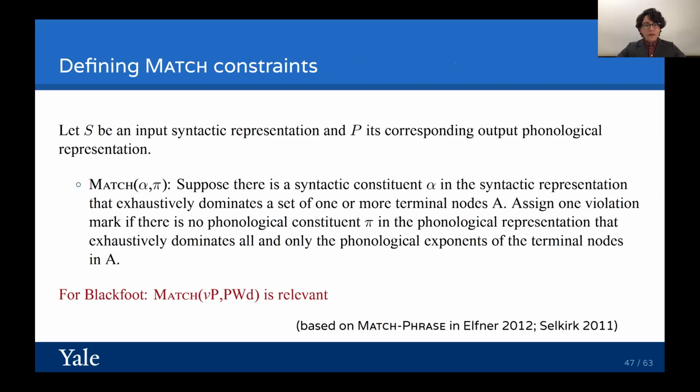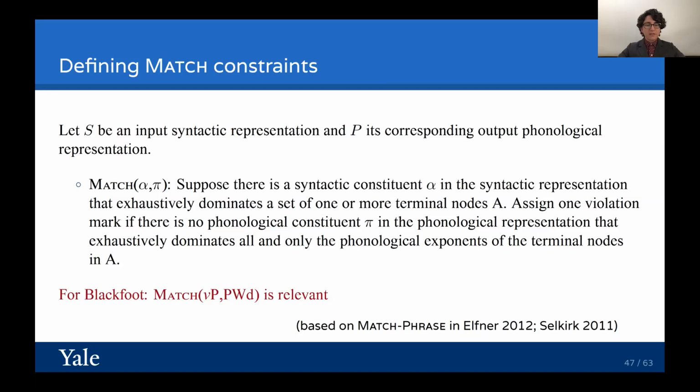Okay. So here I have basically taken verbatim the match phrase definition in Emily Elfner's dissertation and generalized it a bit so that it is not simply for phrases, since we're concerned about the prosodic word. Let S be an input representation and P the output phonological representation. Then suppose there is a syntactic constituent that exhaustively dominates a set of one or more terminal nodes. You will assign a violation mark if there is not a phonological constituent in the phonological representation which exhaustively dominates all and only the phonological exponents of those terminal nodes. It's a very useful definition because it's rigorously defined. And in this case, all of the match constraints will ignore phonologically null syntactic structure as well as traces.